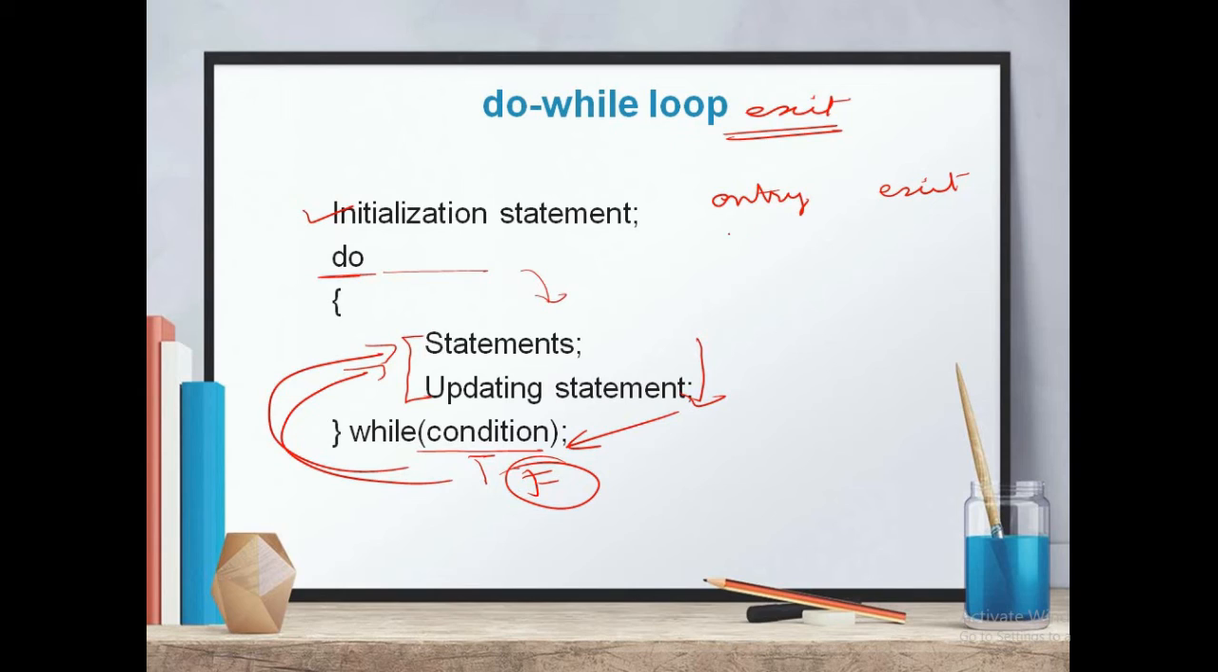The second difference is that in the entry control loop, if the condition is false for the first time, then the statements will not be executed at all. But in the exit control loop, even if the condition is false, the statements will be executed at least once. At least once these statements are going to execute whether the condition is false or true. Whether we have to iterate again or not will be decided by this condition. So this is about the do while loop.